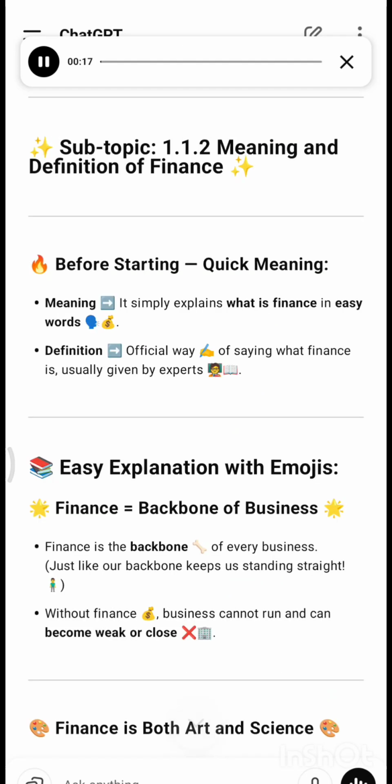1.1.2 Meaning and definition of finance. Before starting, quick meaning. It simply explains what is finance in easy words. Definition, official way of saying what finance is, usually given by experts. Easy explanation with emojis.